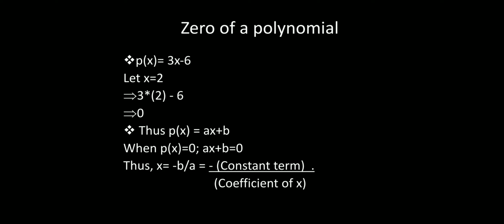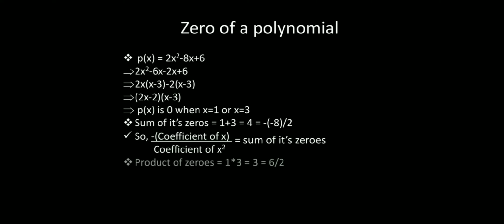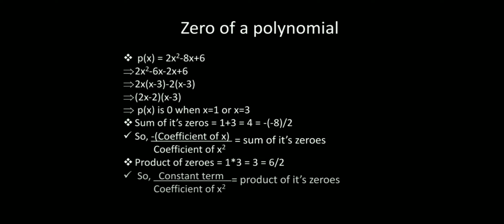Now the second one is a quadratic polynomial, as you can see. For this I have solved it using the middle term split, which you must be knowing, and I got x equals 1 and x equals 3. Moving further, you can see that the sum of its zeros, adding 1 and 3, gives 4, and it is equal to minus of minus 8 by 2. Minus 8 is the coefficient of x and 2 is the coefficient of x square.